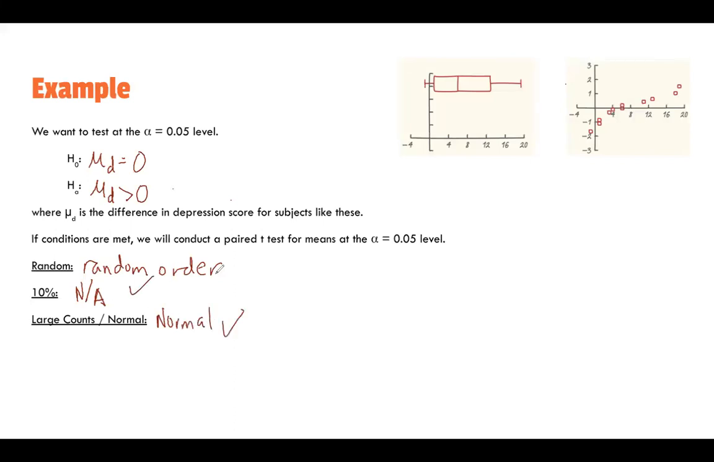And so all our conditions are met. We can go ahead with the calculation. This one's going to be a bit different because it's paired data. So what you're going to do is you're going to go back to t-test.